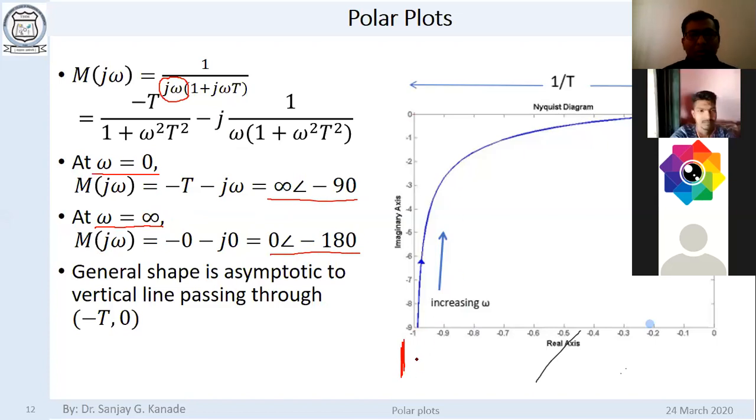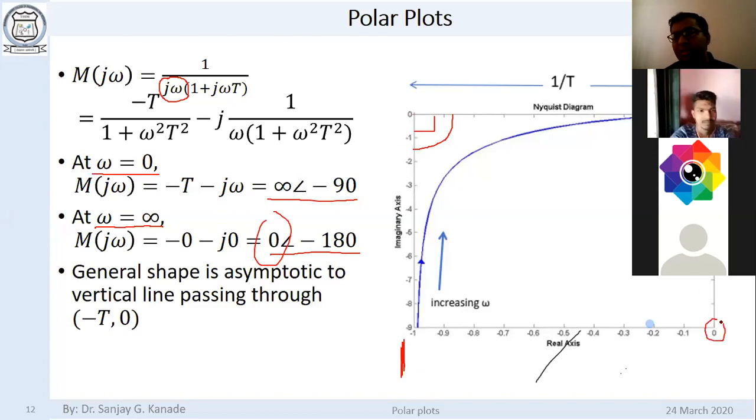So at omega equal to 0, the magnitude will be infinity, right? And the angle, if you can see, this is minus 90 degree. This angle is minus 90 degree. And at omega equal to infinity, magnitude is 0. So if you can see here, the magnitude has reached 0 at omega equal to infinity.